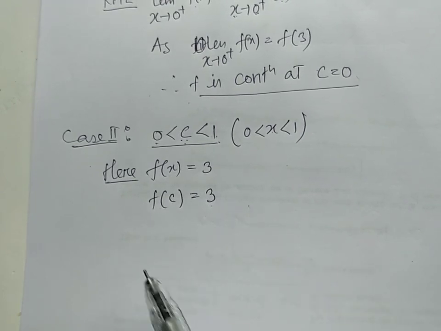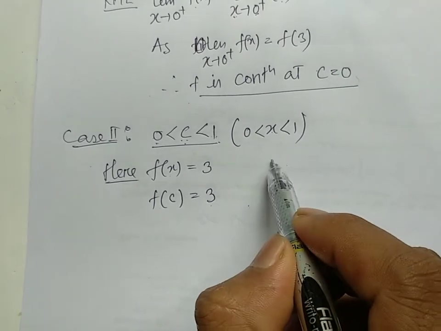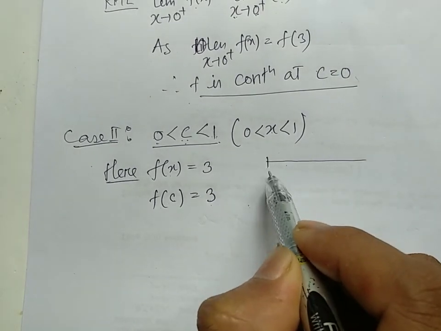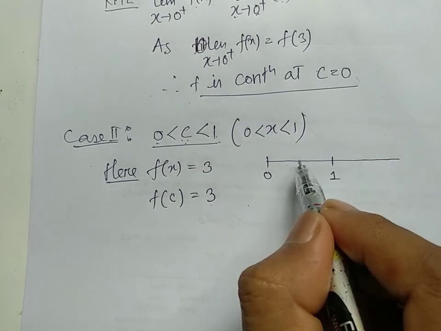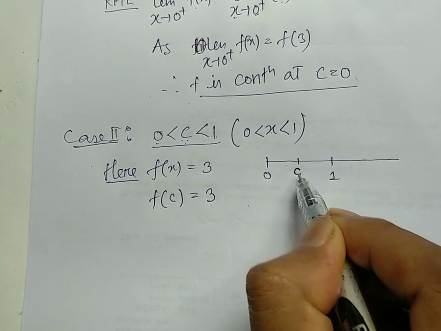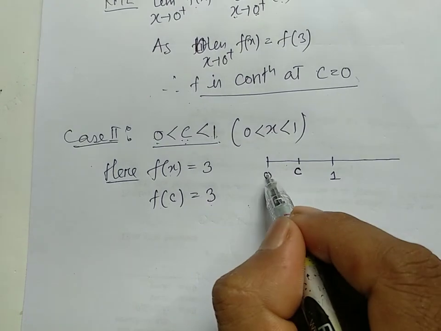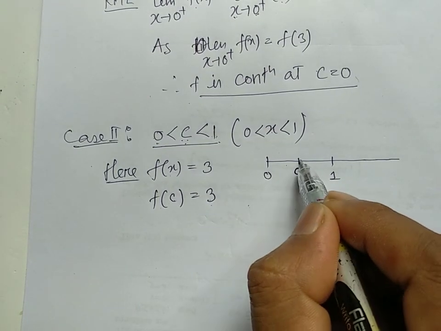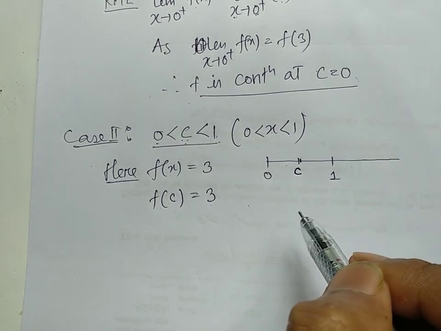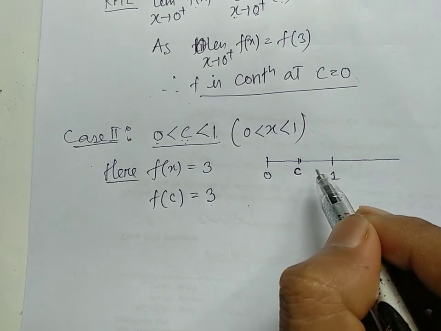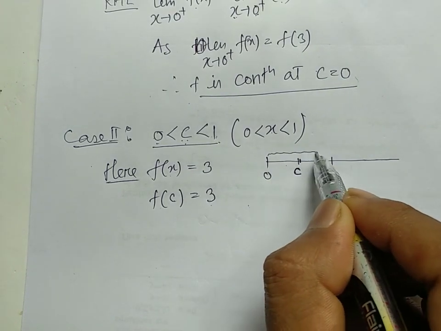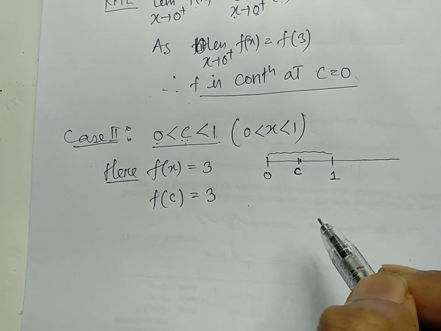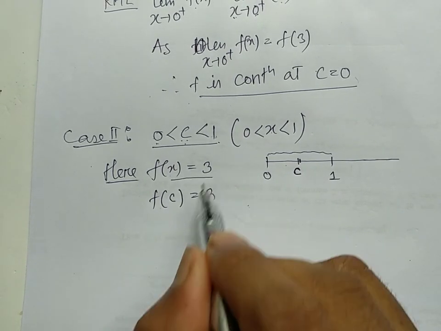Next, listen. This is the number line. This one is 0 and this one is 1. So c is that point, an arbitrary number lying between 0 and 1. Whatever right hand limit you consider for c, that right hand limit also lies between 0 and 1. That means the functional expression will be 3.